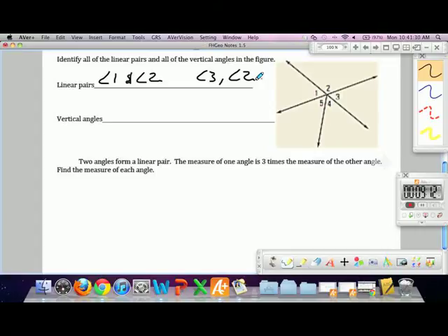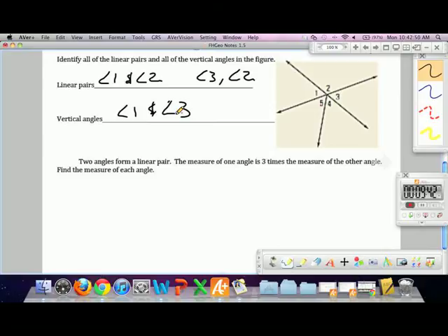If you're not used to seeing these yet, what's one vertical pair? Angle 1 and angle 3. Okay, angle 1 and angle 3 are a vertical pair. Are there any other vertical pairs here? 3 and 5. Are 3 and 5 formed by two lines intersecting? No. So they're not vertical.